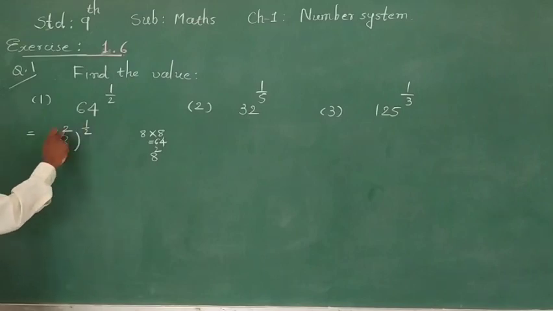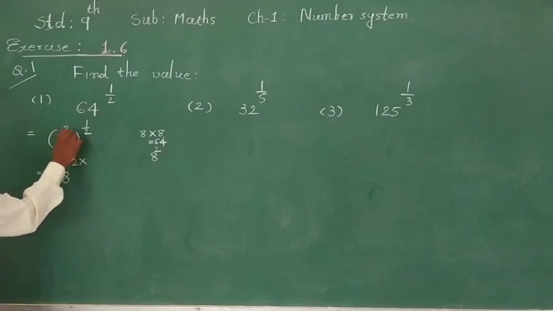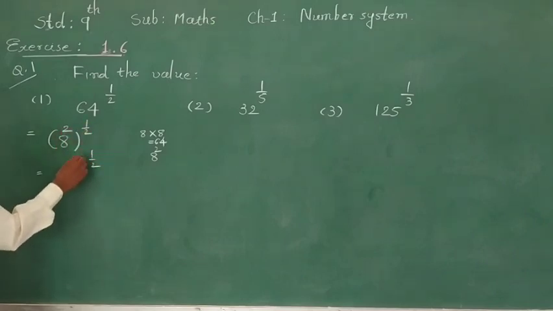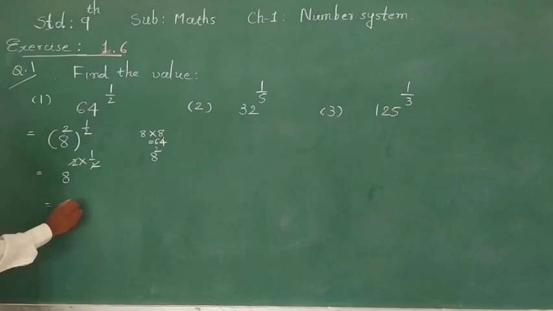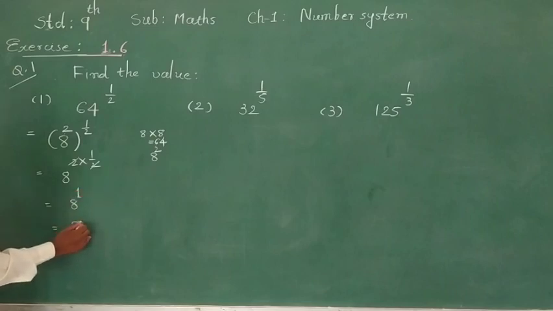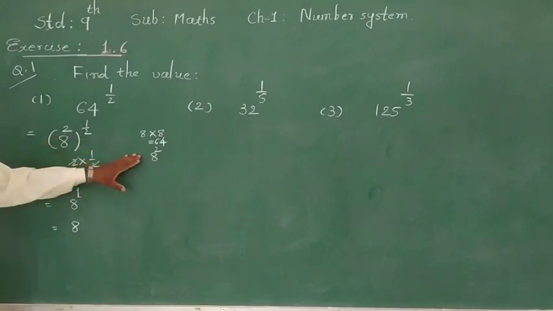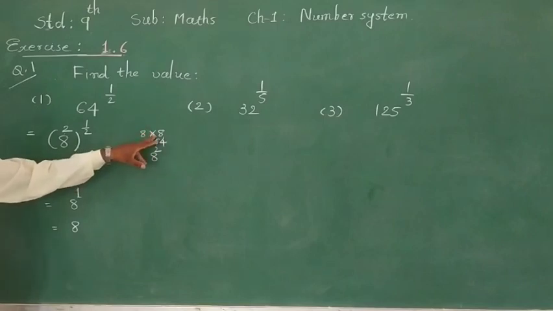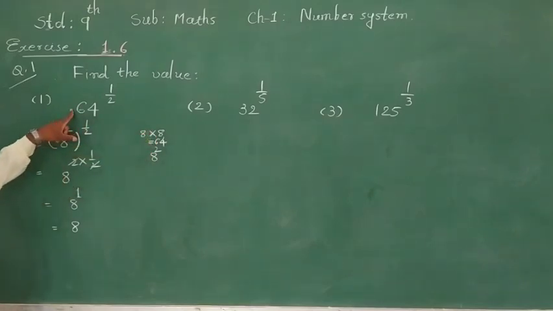So power of the power. So 8 raised to 2 multiply 1 upon 2. 2 will be cut. 8 raised to 1. 8 1 times means 8 is the answer. So we can write in this way. Think of any number which we can multiply 2 times and we will obtain the given number.